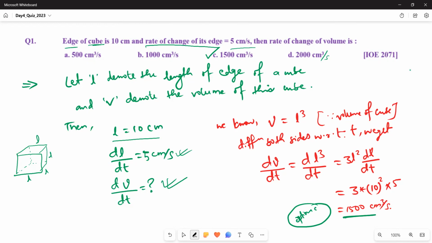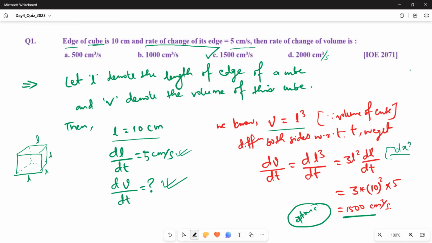So we know that the volume of a cube is how much? Volume of a cube is L cubed, that is length raised to the power 3, right? So that will be the volume of a cube. And when we differentiate both sides with respect to t, we get that the rate of change of volume is equal to d(L cubed) by dt. When you calculate the derivative, here we have used the derivative formula of what?